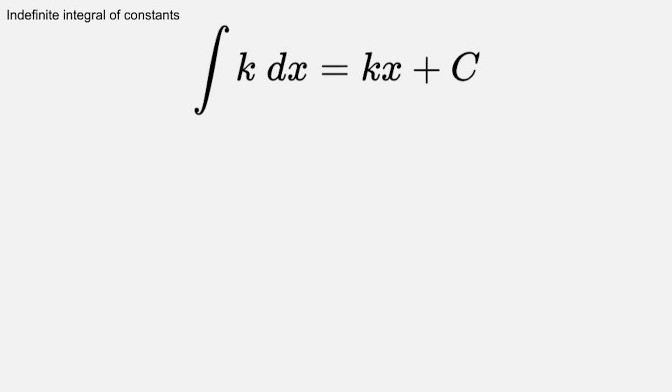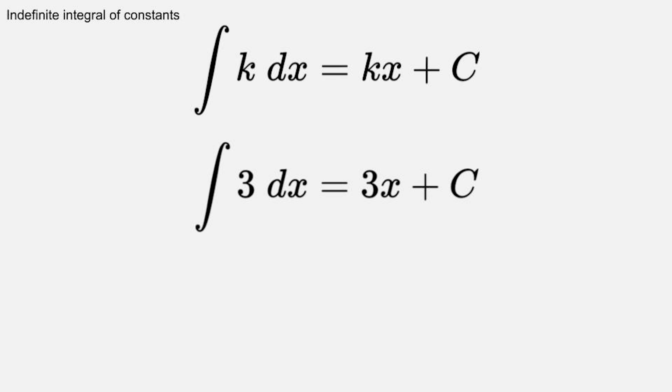And all of these rules I'm going to show you are really just the basic derivative rules in reverse. For example, for the indefinite integral of a constant function, where k is a constant, the indefinite integral is kx plus c, because the derivative of a constant times x just gives you the constant k, and then the derivative of c is 0. For example, the indefinite integral of 3 dx would be 3x plus c, and with all of these you can always check your work by taking the derivative of what you get, and you should get back to where you started.